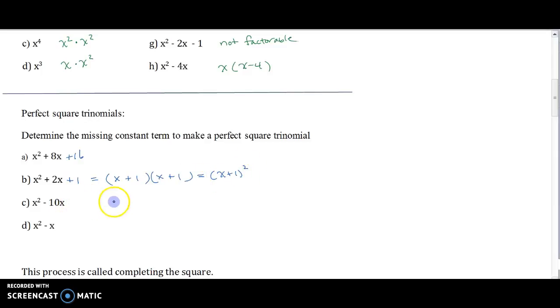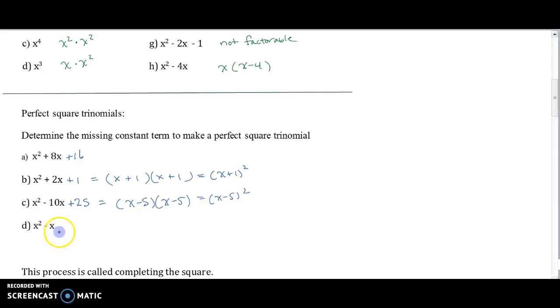This one here, I take my -10, I divide it by 2, I get -5. -5 squared is positive 25. You'll also notice when you complete the square, it's always going to be positive because two identical factors have to be positive. So we get x minus 5 times x minus 5, which is x minus 5 squared, which I could write like that, right?